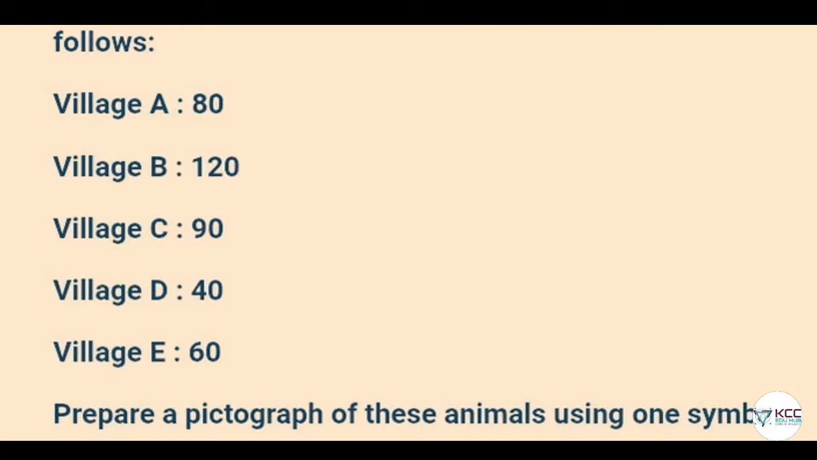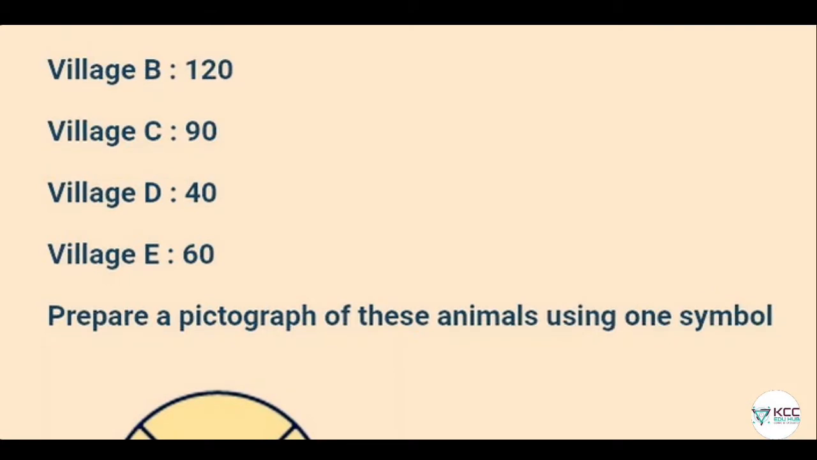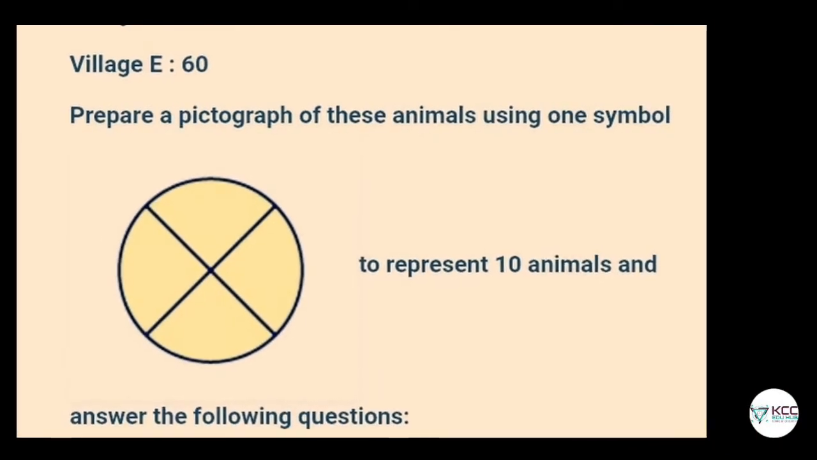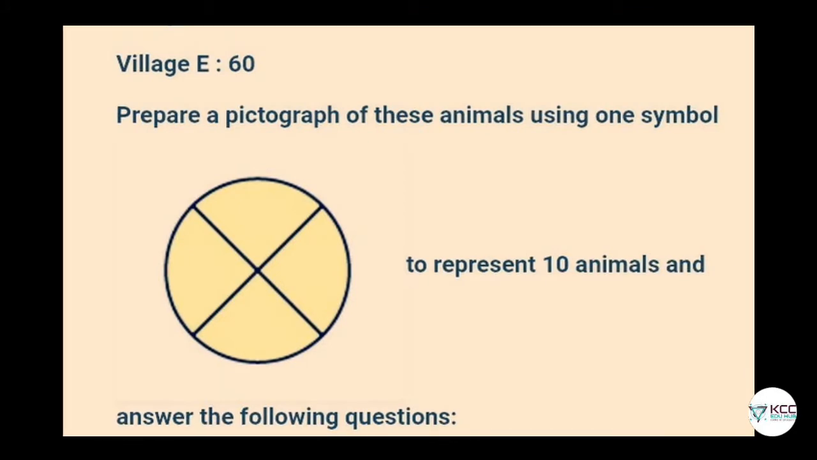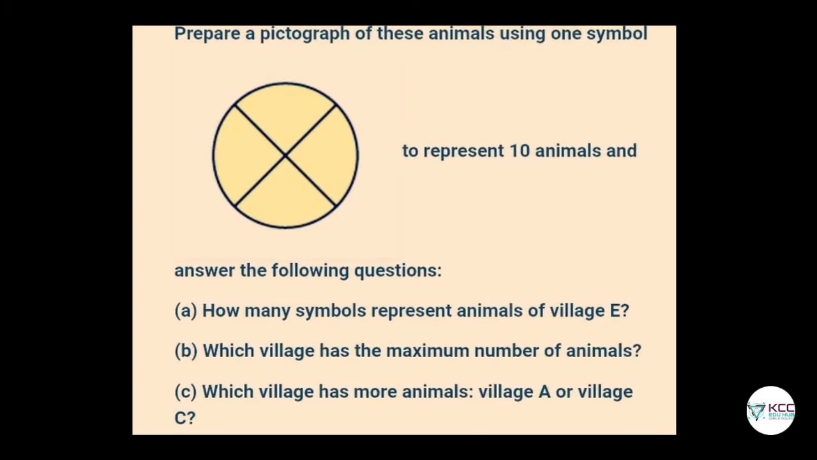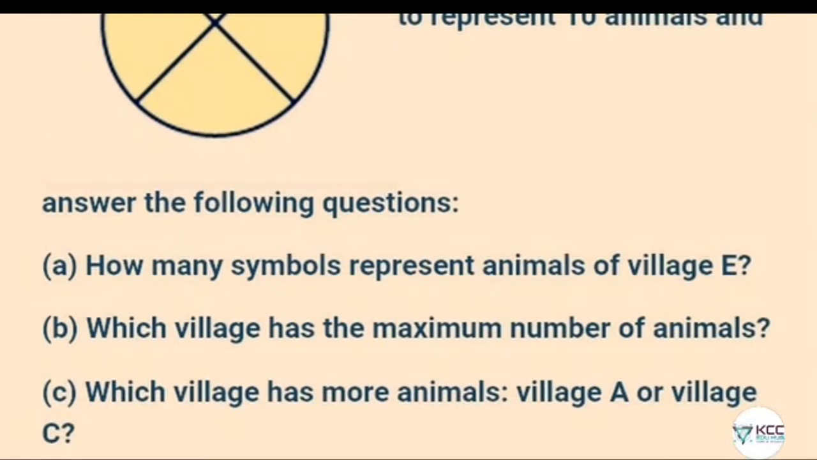Now we have to prepare a pictograph of these animals using one symbol. We have to represent that animal using this symbol. This symbol represents 10 animals and we have to answer the following questions. So which questions are there? Question A is how many symbols represent animals of village E? Which village has the maximum number of animals? Which village has more animals? Village A or village C?